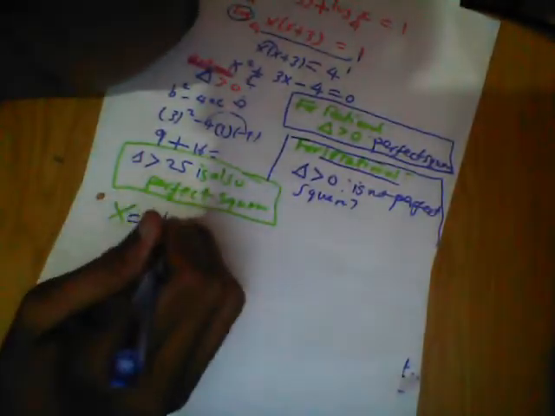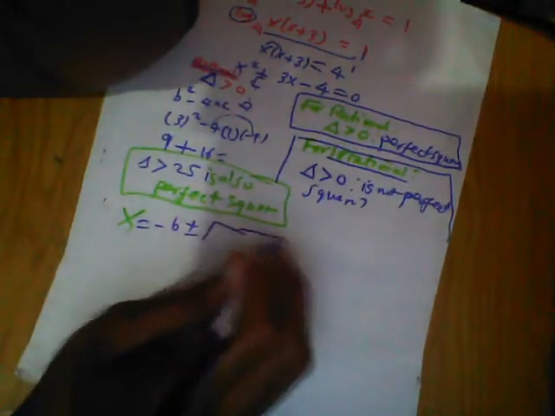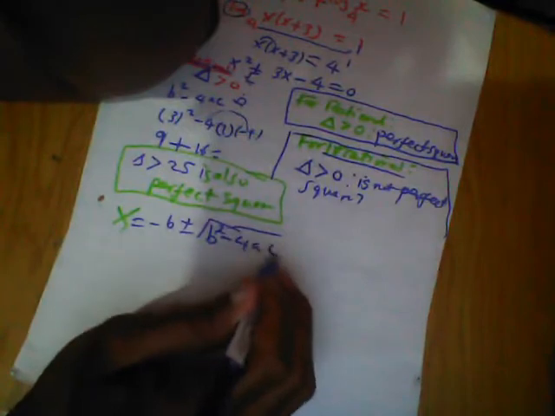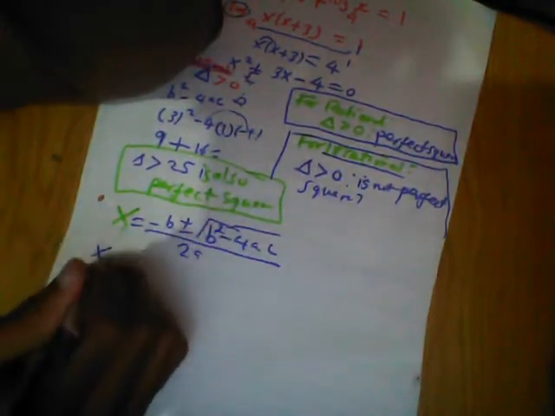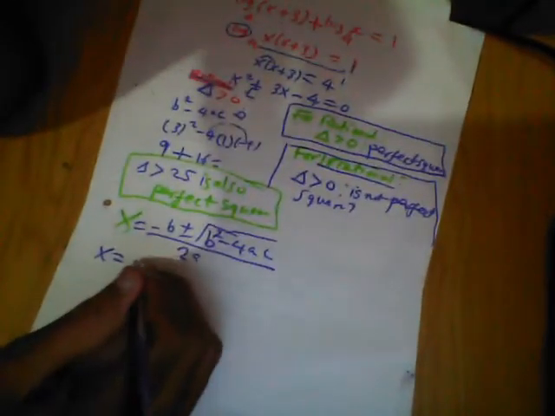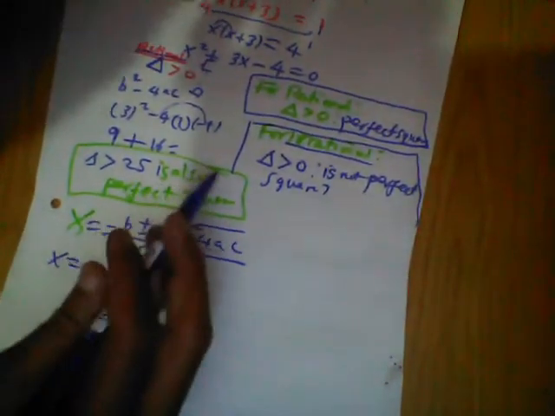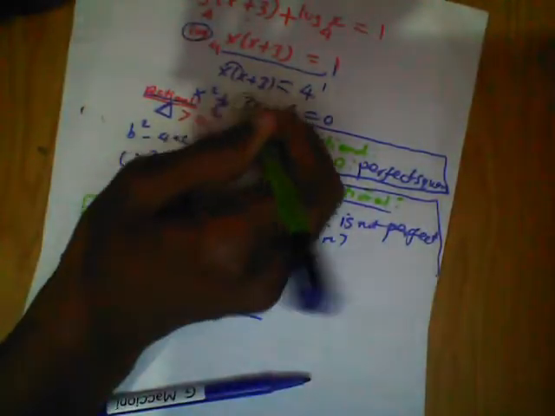Now we say our roots, the normal roots. How do we get the roots? Negative b plus or minus, we want to see if the root is rational, the square root of b squared minus 4ac, over 2a, the normal quadratic formula. So it must be rational, not irrational. So negative b. What is b? b equals 3.